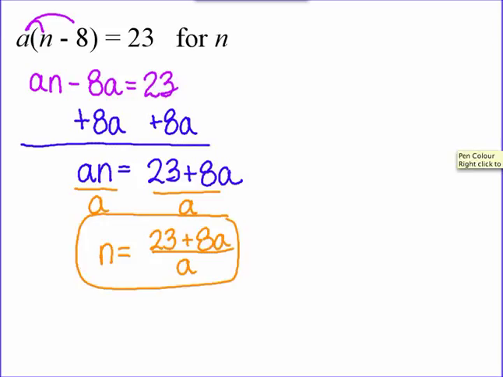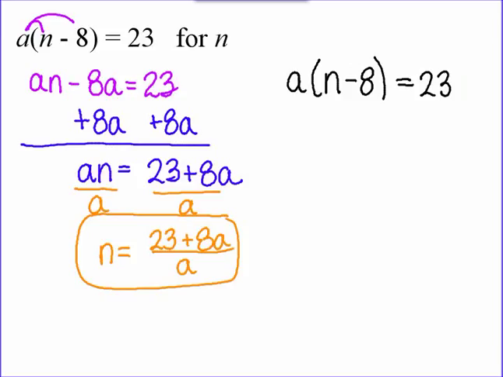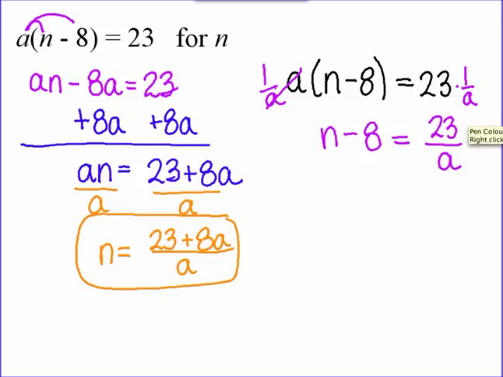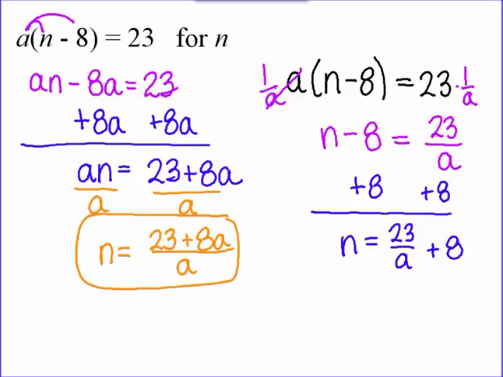Now, Lane said, well, could I multiply by 1 over a? And the answer is, yeah, you can. If I would do that and multiply by 1 over a, on the left side, what happens to your a's? They cancel, and I've got n minus 8. On the right side, I have 23 on top. What do I have on the bottom? A. So then how would you solve that for n? Add 8. So what would end up happening is you would get n to equal 23 over a plus 8. And that is actually equivalent to what's in orange. So you could have one or the other. Doesn't matter. It's whatever way makes sense to you.